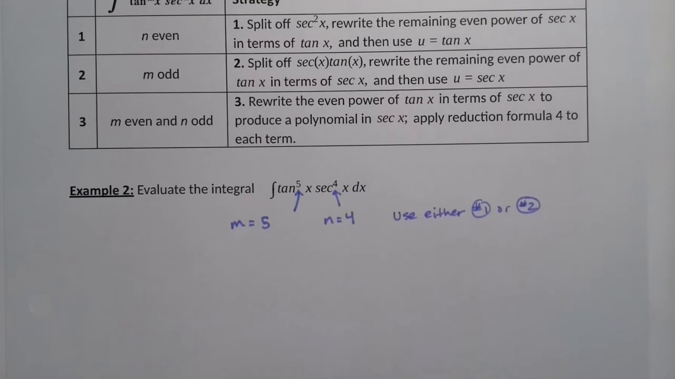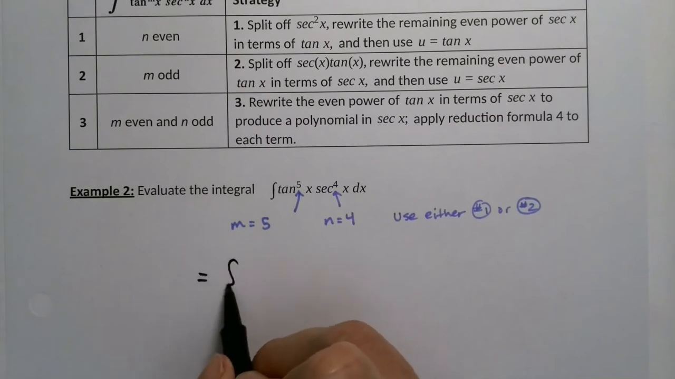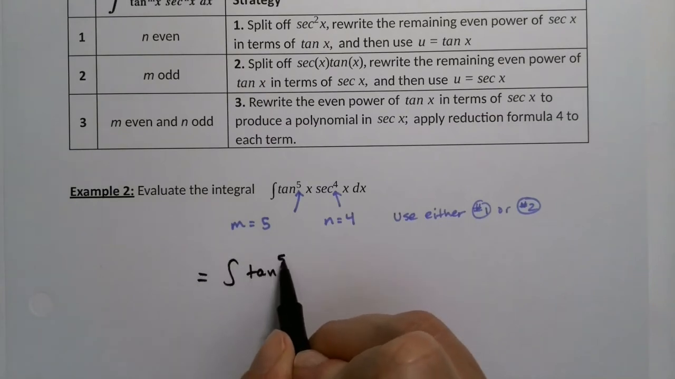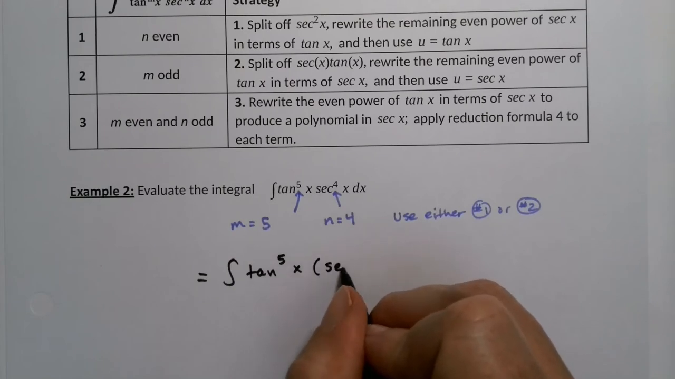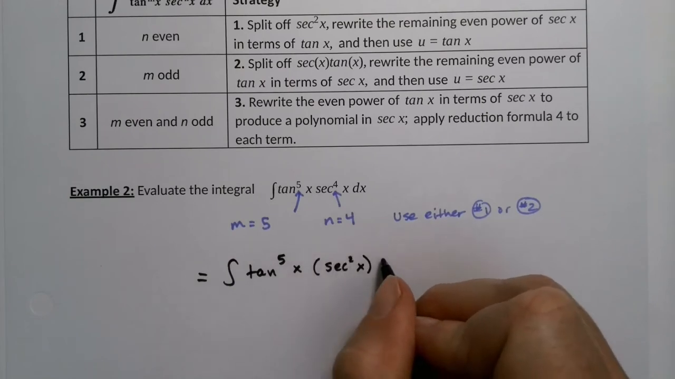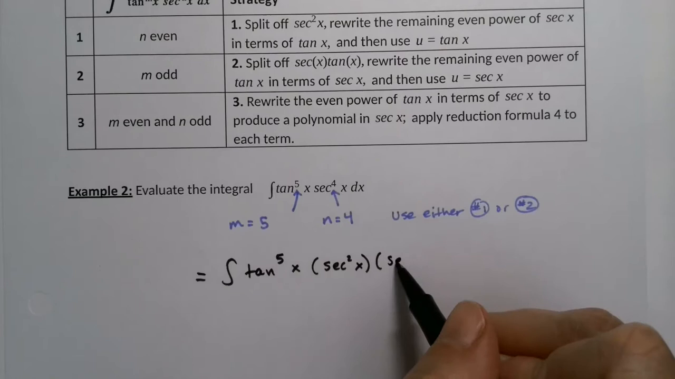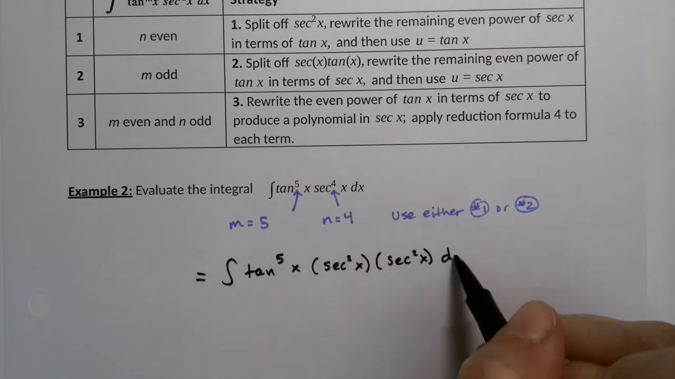All right, so I think I will split off a secant squared. Why not? I'll use number 1. So if I rewrite this, I'd rewrite it as the integral of tangent to the 5th of x. I'm going to split a secant squared off. So it's secant squared of x times the remaining secant squared of x dx.